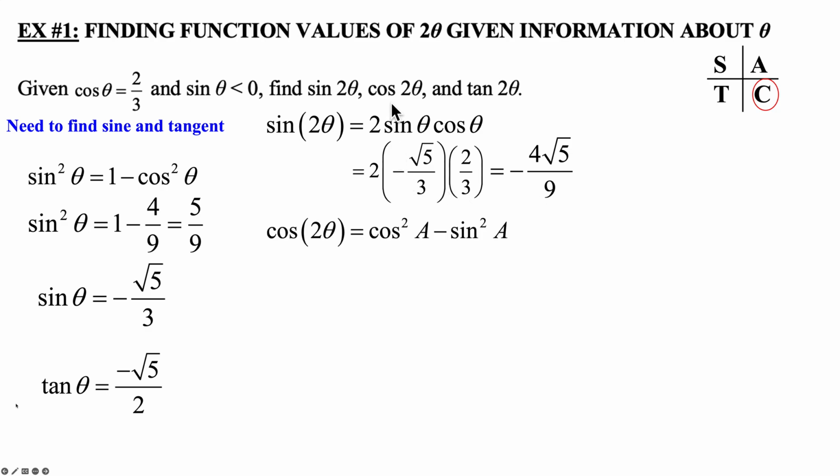Cosine of 2 theta. I'm going to opt for cosine squared A minus sine squared A for the following reason. Over here to the left, I found sine squared theta and cosine squared theta in my work. And that's what I need here. So cosine squared theta, that was the 4/9. The 5/9 represented my sine squared theta, so we'll just substitute those in as 4/9 minus 5/9 equals negative 1/9.